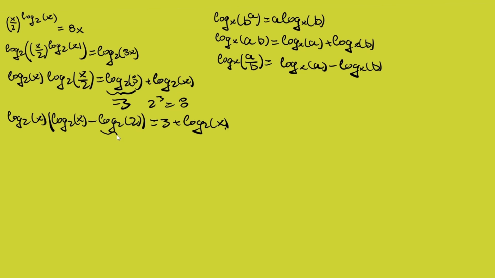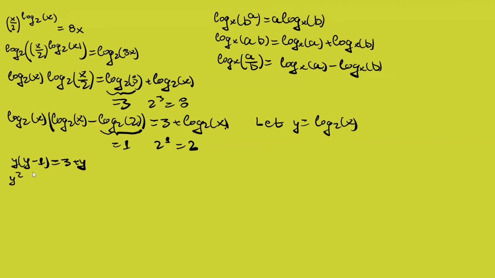Now, how much is log base 2 of 2? Well, it is 1, because 2 to the power of 1 equals 2. And now we see that we have log base 2 of x here, here, and here. So, in order to write a little bit less, write down that y equals log base 2 of x. This will simplify our lives a little bit. We thus obtain y times y minus 1 equals 3 plus y, which is a simple quadratic equation.